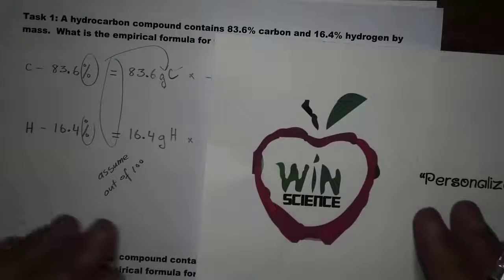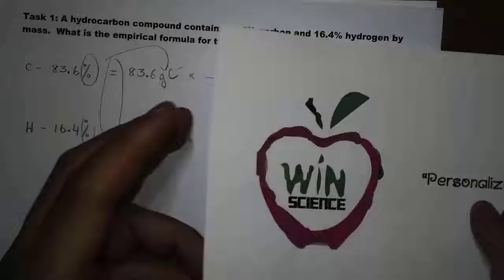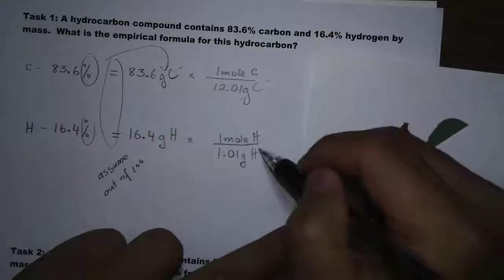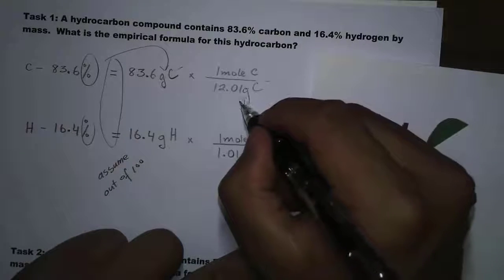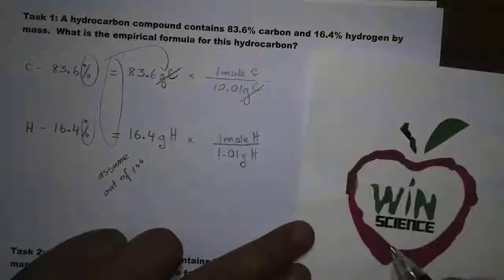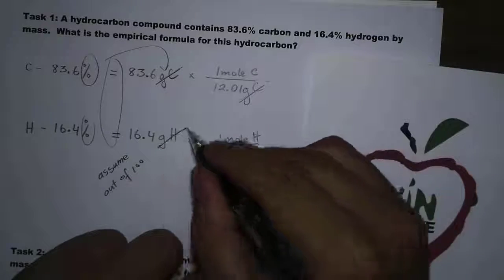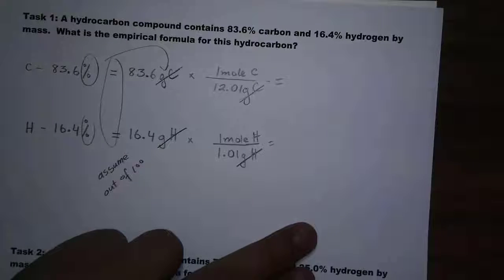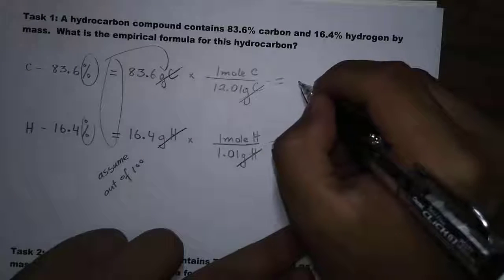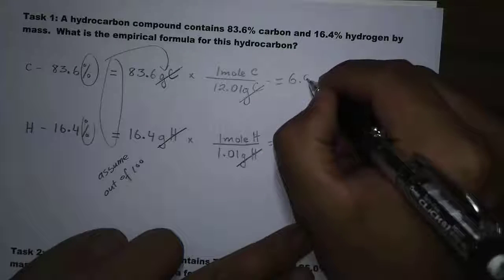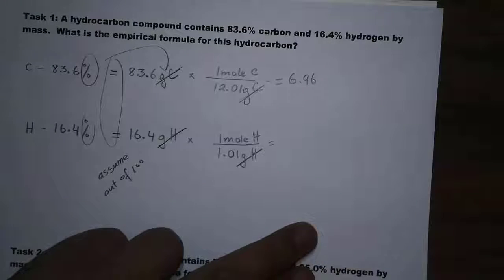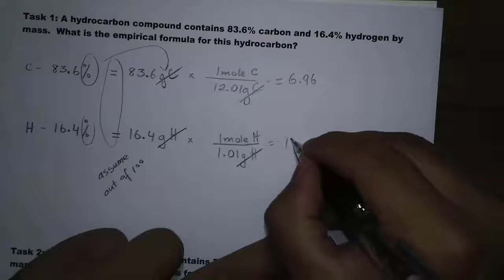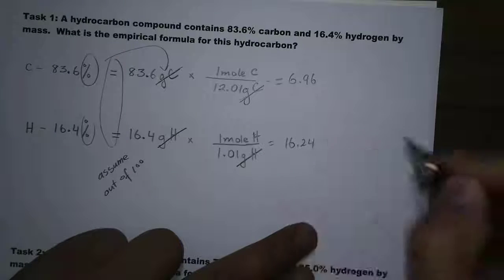And that's pretty easy. We just find the molar mass conversion factor. So here I have the molar mass for carbon, and I have the molar mass for hydrogen. Notice how the gram is on the bottom to cancel out. Same thing for hydrogen, we cancel that out, and that will give us our number of moles. Let's do the number of moles for carbon first. I plug in the calculator, I have 6.96 moles of carbon, and then for the hydrogen, I plug into the calculator, and I have 16.24 moles.